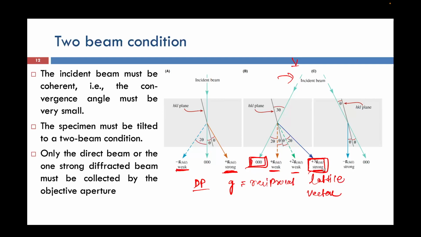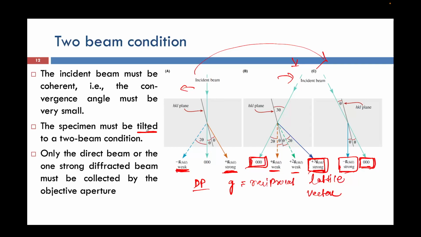And similarly from this angle, if I go to the left side as shown here, then 0 0 0 will be the strongest reflection, along with minus G, which was earlier the weak one. So when I tilt my beam in the other direction, there is a possibility that I will get this minus G as a strong reflection, and 0 0 0 will always be present. So this is how we always get this 2 beam condition. 2 beam condition means the specimen must be tilted to a 2 beam condition.